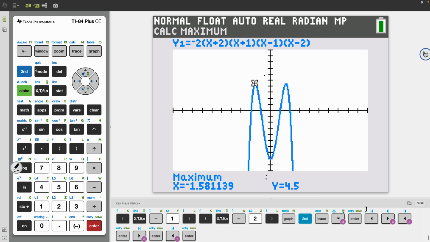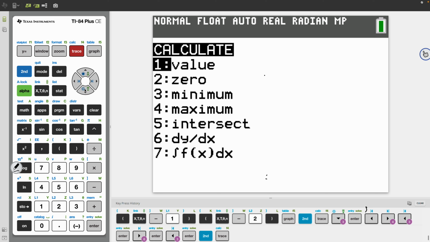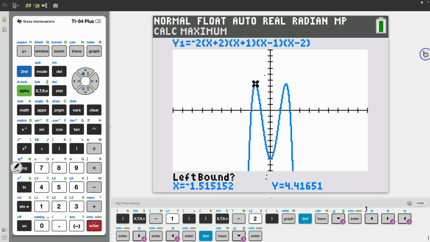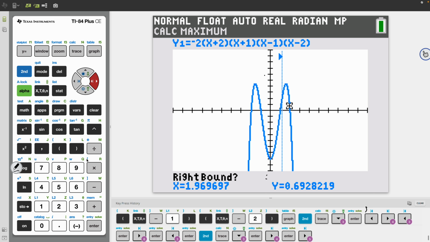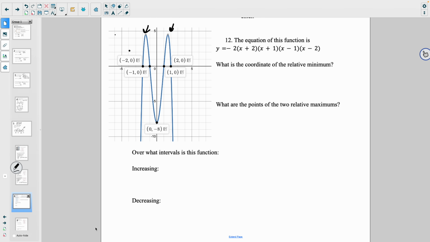Let's do this real quick for our other relative maximum. So here we're going to be to the left of the top of the hill, then to the right of the top of the hill, and then right at the top. Give it a nice guess. And we pretty much have the same thing. The only difference for this point is the x-coordinate is positive, but the y-coordinate is the same, right? So let's go back to our paper.